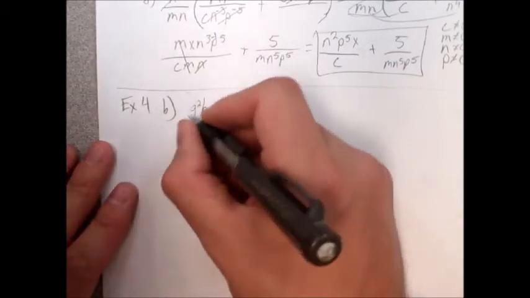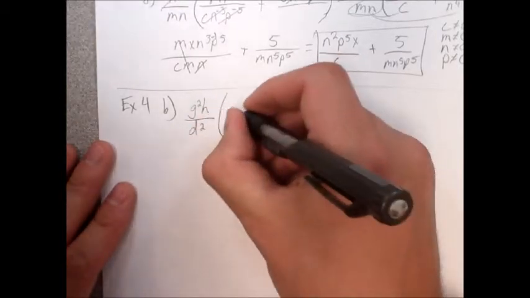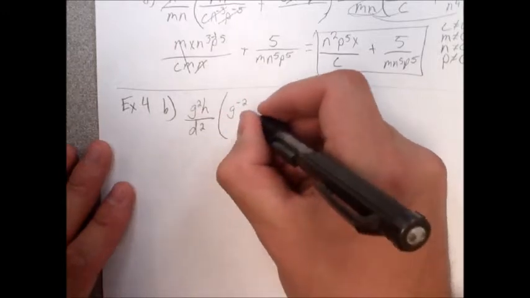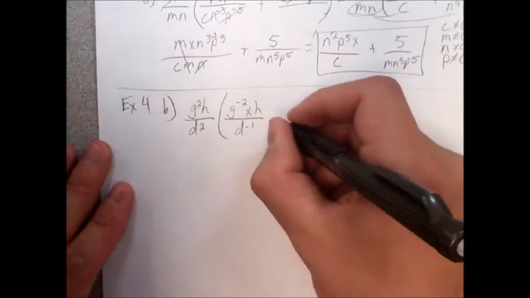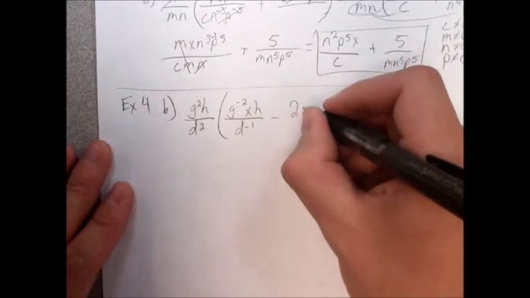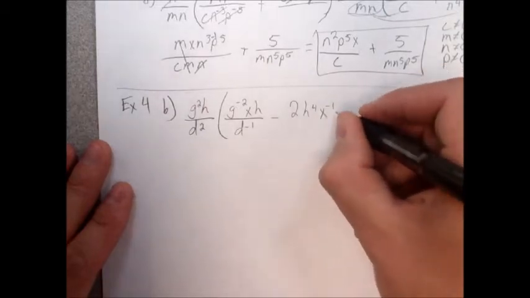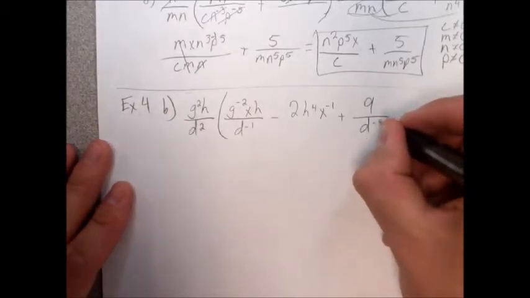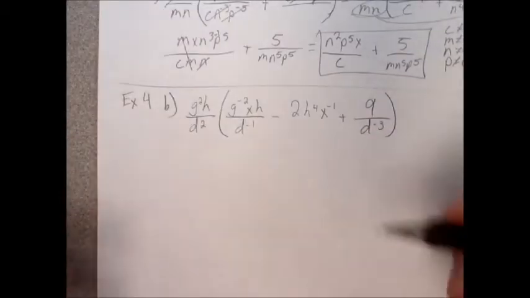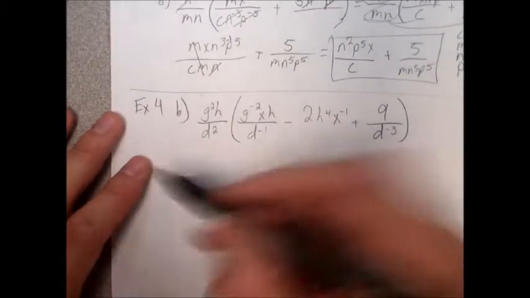So I have g squared h over d squared, open parenthesis, g to the negative 2 x h over d to the negative 1 minus 2 h to the fourth x to the negative 1 plus 9 over d to the negative third. Now again, I have options. If I want to fix stuff before I start combining, I can. If you don't, then just do it the way that we're about to.